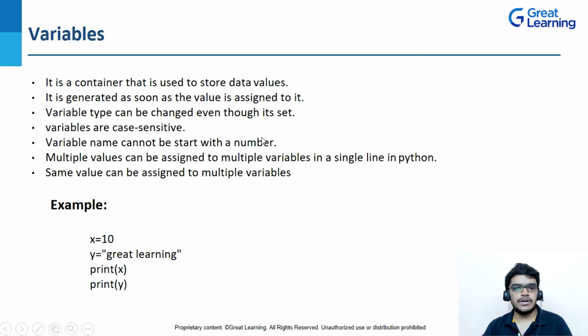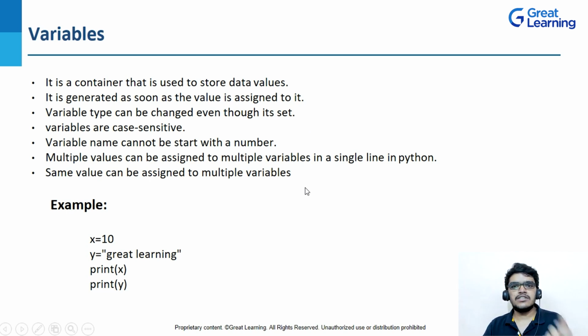So moving further, a variable name cannot start with a number. So you can't start a variable name with a number, right? And also multiple values can be assigned to multiple variables in a single line in Python. So now coming to the last point, the same value can be assigned to multiple variables. So that means you can assign the same value to multiple variables. So this is a basic introduction of variables.